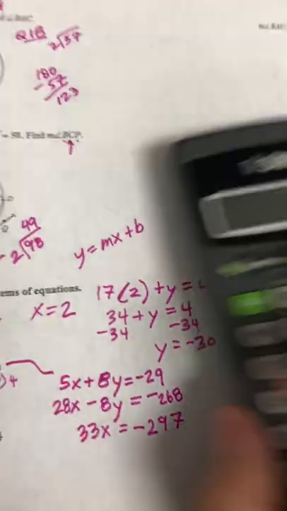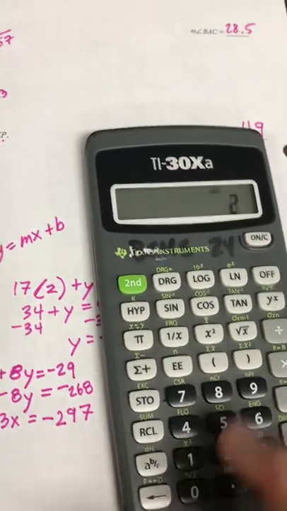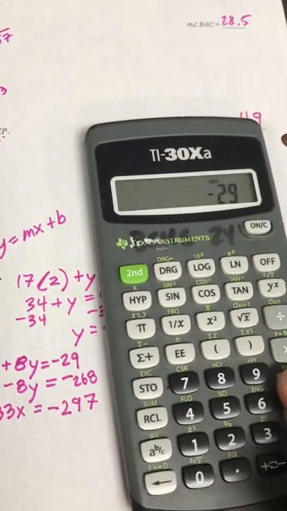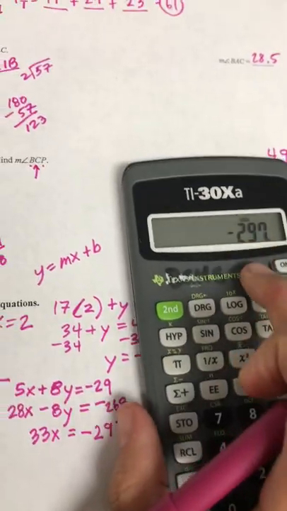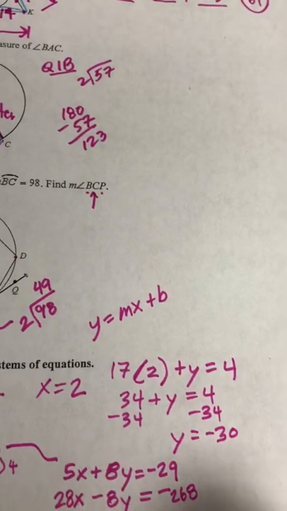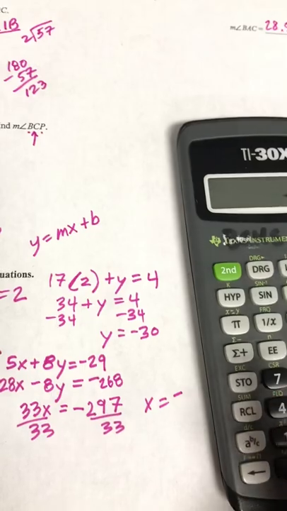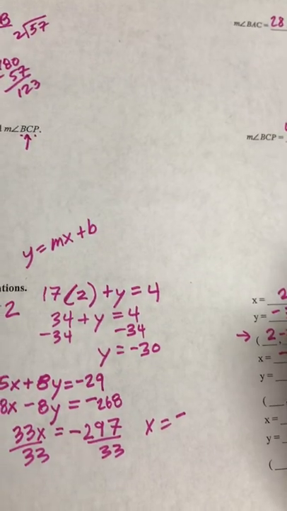Okay, now let's just double check that. Can you do this in your calculator? Yes. So 29, but I can then make it negative. So negative 29 minus 268. Definitely I get negative 297. Now I just want to divide both sides by 33. And I get negative 9.